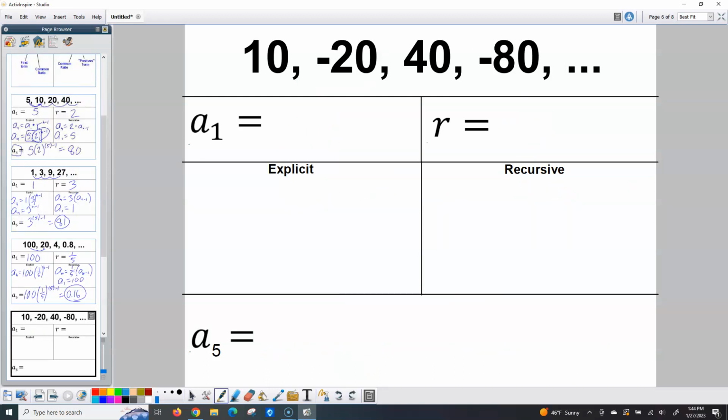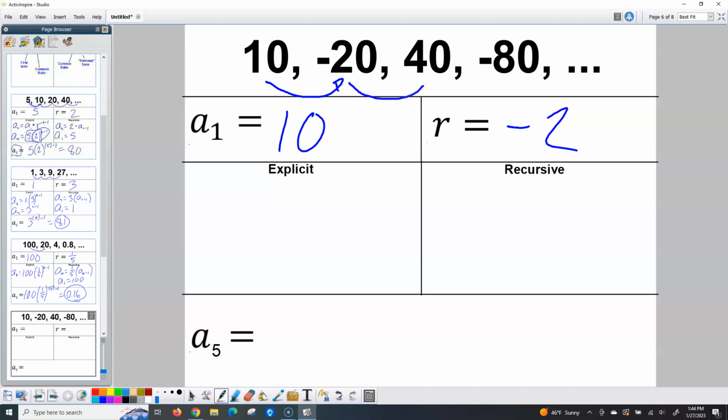Next, first thing I notice here is that the signs are alternating. I got positive 10 and then negative 20, and a positive number, then a negative number, positive, negative, positive, negative. And that just tells me that my ratio is going to be negative. So from here to here, what did I multiply by? Negative 2. And if you didn't know that, you could take negative 20 and divide by 10. That would tell you negative 2.